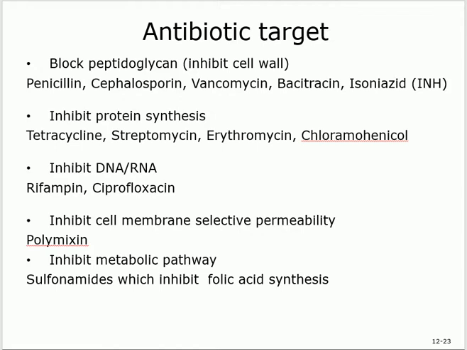The next one is polymyxin, which inhibits the cell membrane's selective permeability. Do you remember the selective permeability? The cell membrane should allow certain things that are good for the bacteria, that the bacteria need, to go in, right? Anything that's bad is not allowed to get in, which is good for the bacteria, right? This antibiotic is going to disrupt this. So anything can go in, and this will kill the bacteria.